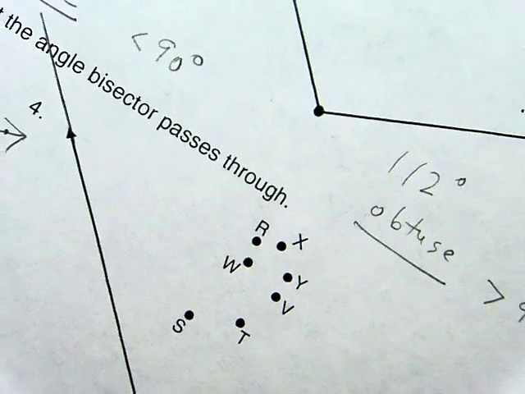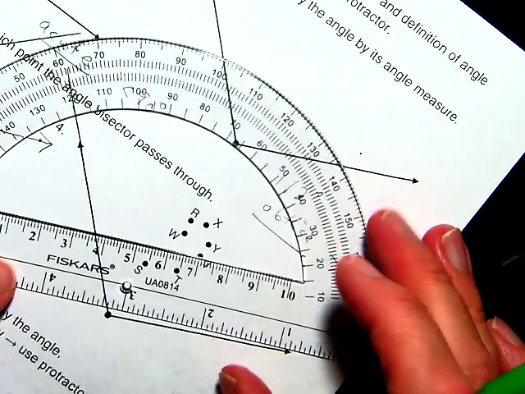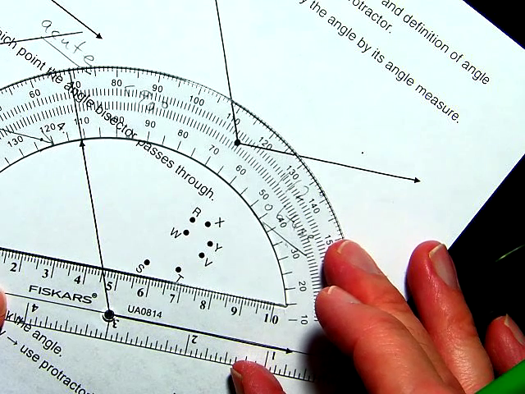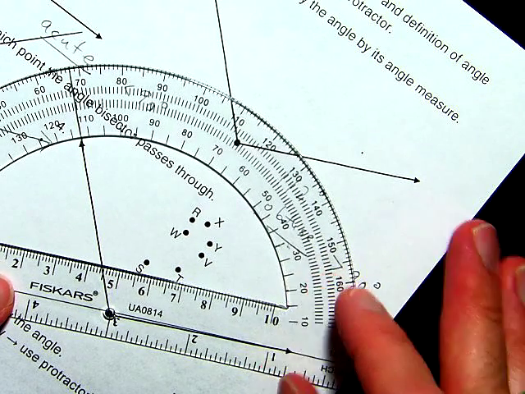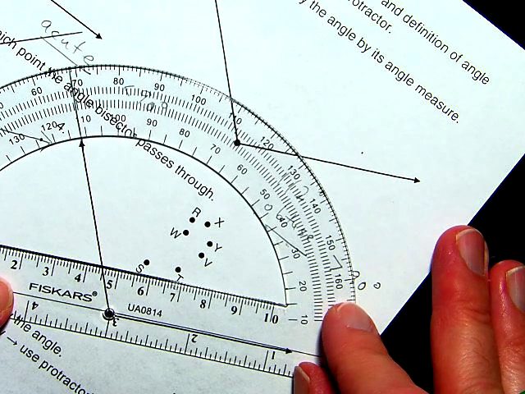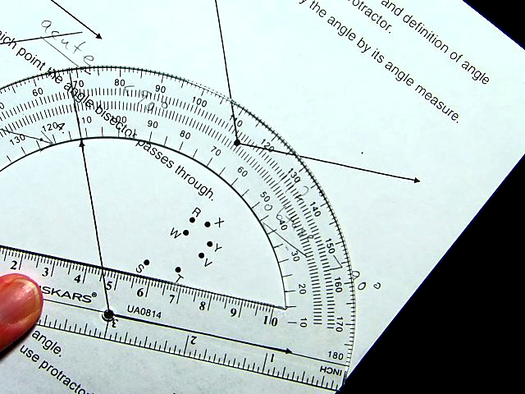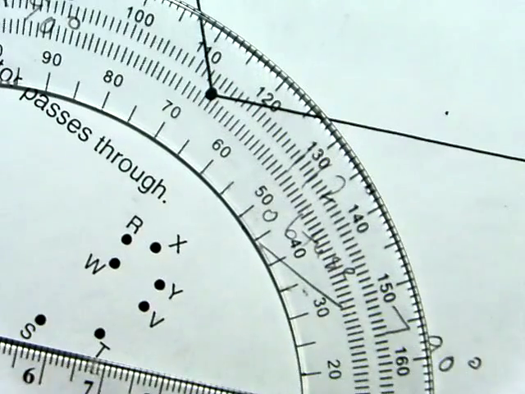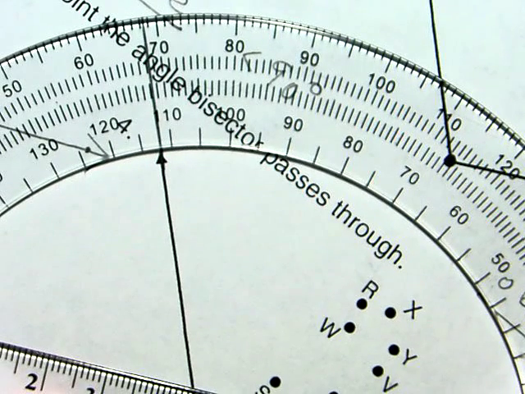Let's go to our second problem, and let's do the same thing. Again, we have to figure out which point the angle bisector will go through. So let's see how we'll do this one. Again, we're going to line up our origin with the vertex. We're going to put the baseline of our protractor parallel to the ray. And now we're going to have to measure this angle. So let's go ahead and focus in and see exactly what we've got.